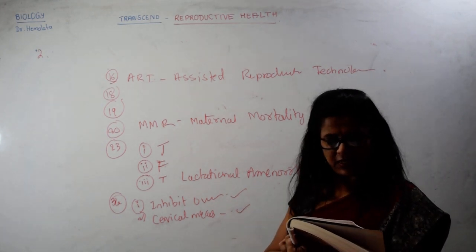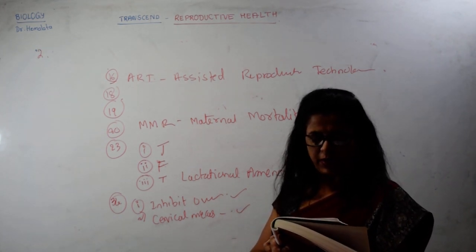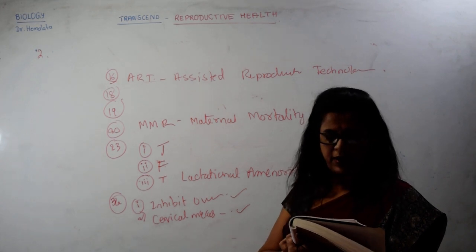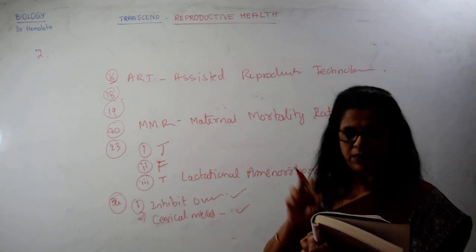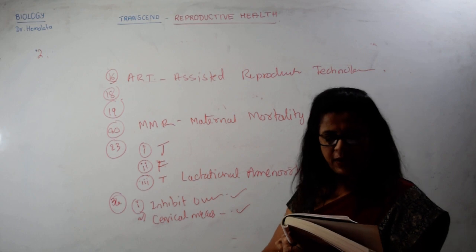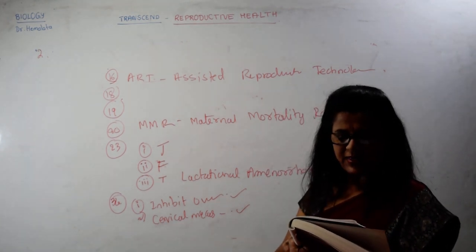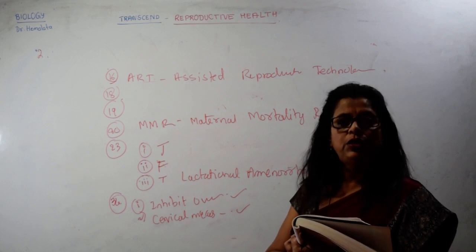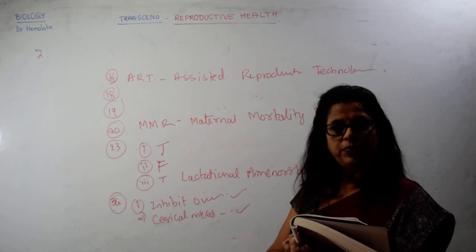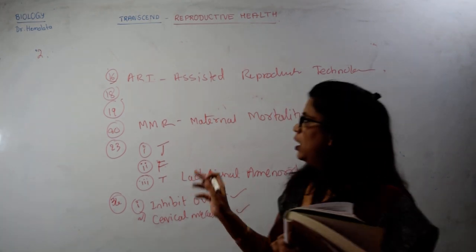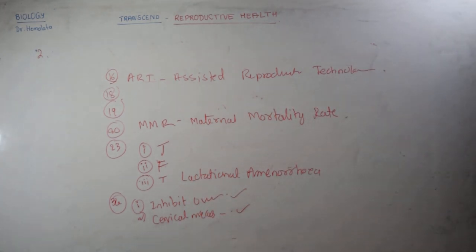Then third option says prevent the ejaculated sperm from entering vagina. They will not do that. Preventing is by physically they have to stop. Then inhibit spermatogenesis will not happen. Therefore, option B says first and second two statements are right. Therefore, the option is B. Just see how many questions I have done already.